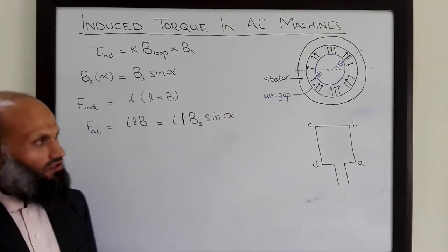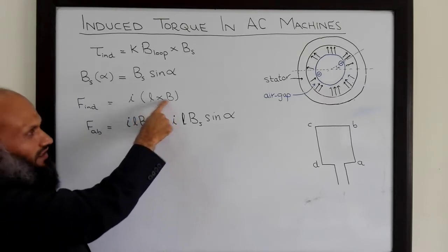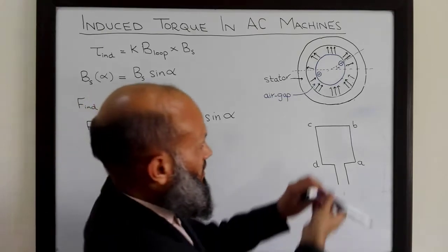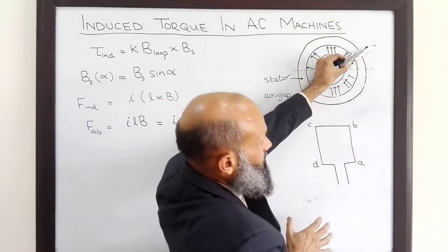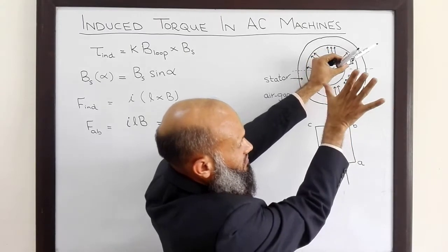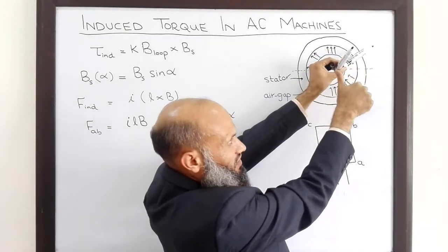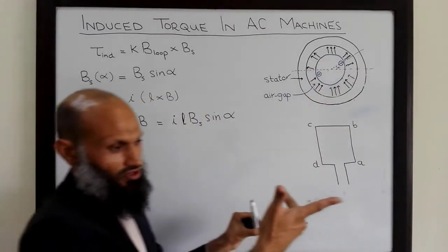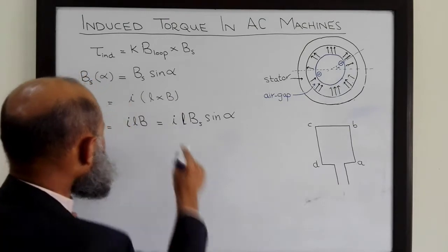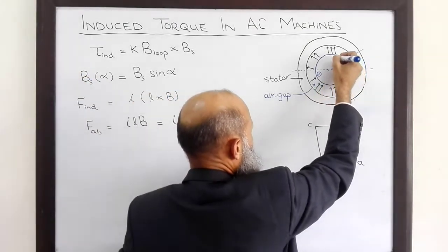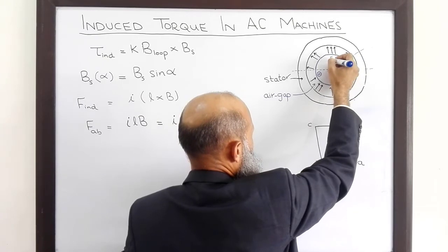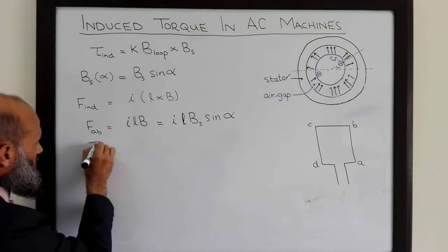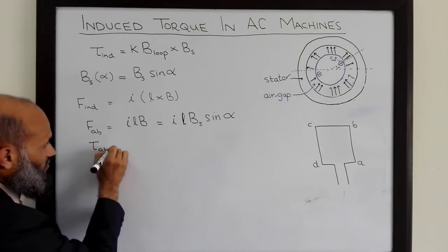What is the direction of force? The direction of force can be determined by the direction of this cross product, that is, the direction of L cross B. L is directed out of the surface of the board and B is in this direction. So rotate the first vector in the direction of the second vector to determine the direction of their resultant. You can also use the right hand rule. So the force is directed in this direction.